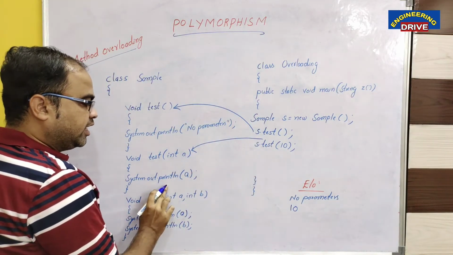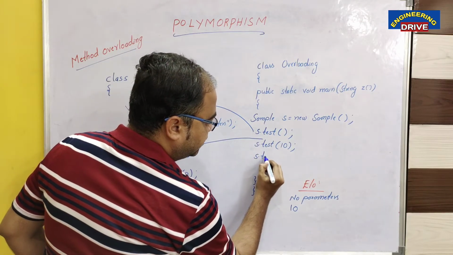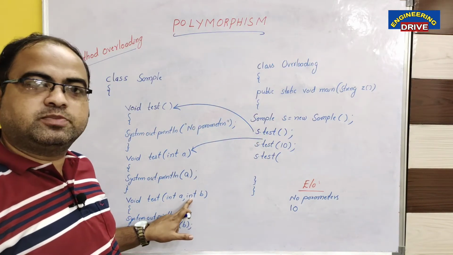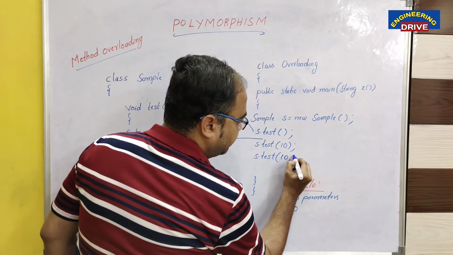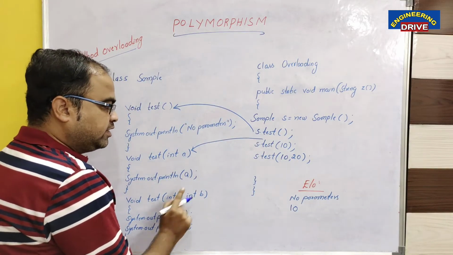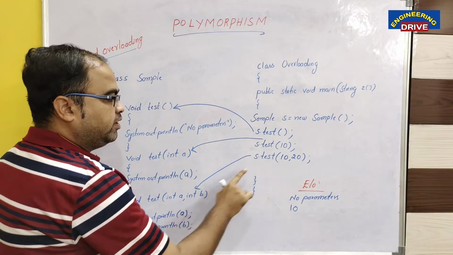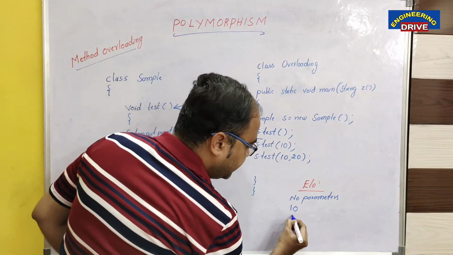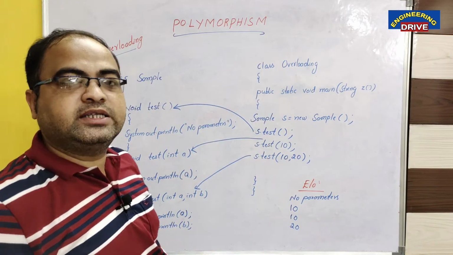Similarly, I want to call the third method, that is same test. So s dot test. Now you can only guess how many parameters I need to pass for this method. Yes, 2 parameters I need to pass. So that's why 10 comma 20. Now when I pass 2 parameters, the value of a will become 10 and the value of b will be 20. So these 10 and 20 I am displaying as new lines. So next line I will get one more 10 and here I will get 20. So these are the 4 lines I will get as output.